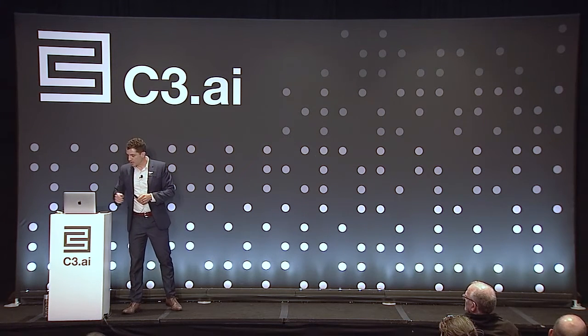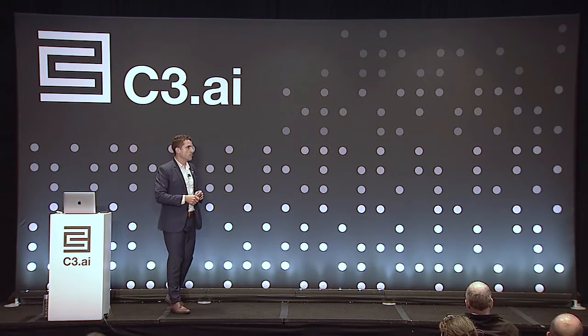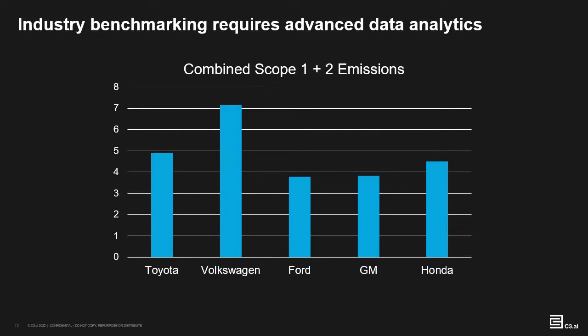Okay, so this is another example. This is data that I've pulled from the, again, automobile manufacturing industry. I don't know why I picked on that industry. I think because they actually have relatively good reporting, so I could actually find the data. And so here we're looking at 5 major auto manufacturers, and we're looking at their absolute Scope 1, Scope 2 emissions, their direct emissions and the emissions associated with their consumption of energy.